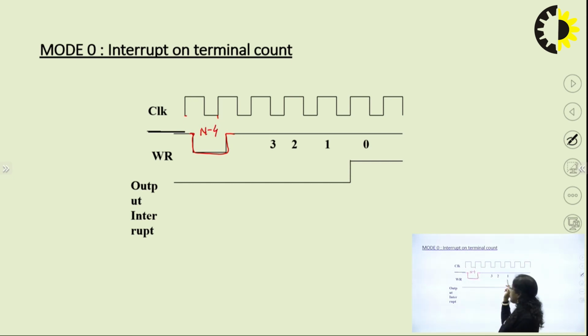After each clock the counter will decrement: 4, 3, 2, 1, 0. Once it reaches 0, the output pin related to the counter we have selected, OUT 0 or OUT 1 or OUT 2, goes high, indicating the interrupt on terminal count. The count has reached its terminal value, and the output stays high and acts as an interrupt to the microprocessor to which this 8253 is interfaced.